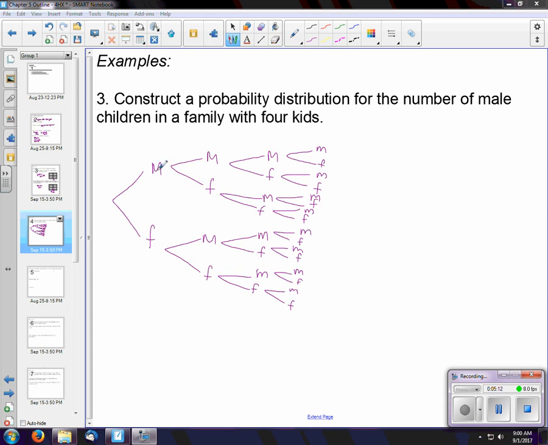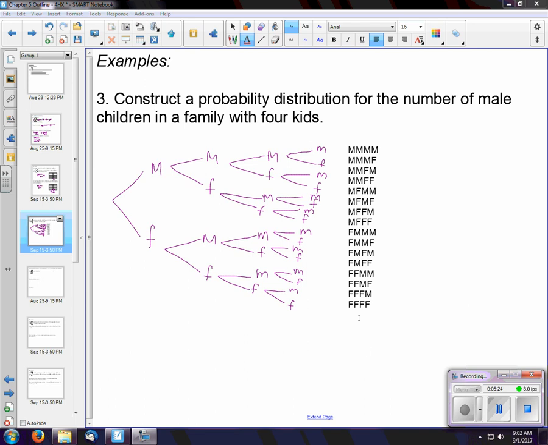So if we follow the first one here, we have male, male, male, male. And then we'll repeat this process for all other of these 16 total branches. This list here shows us all 16 possibilities that can occur when a family has 4 children in terms of the gender outcomes.